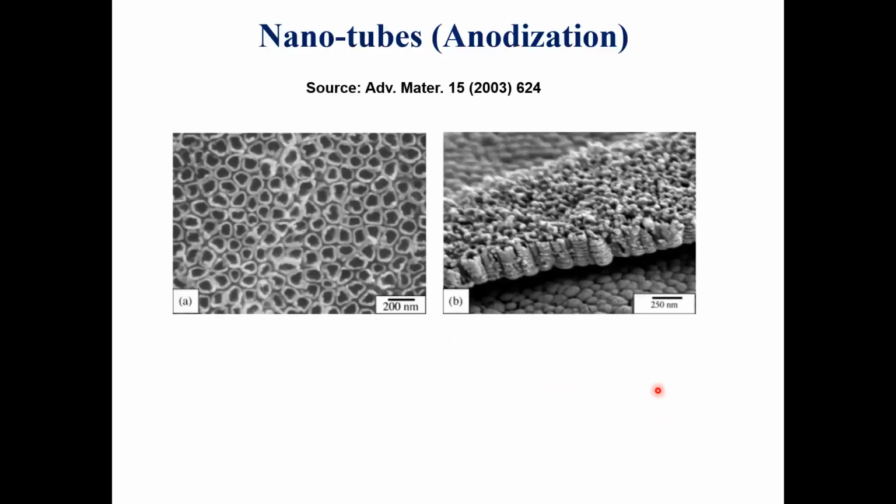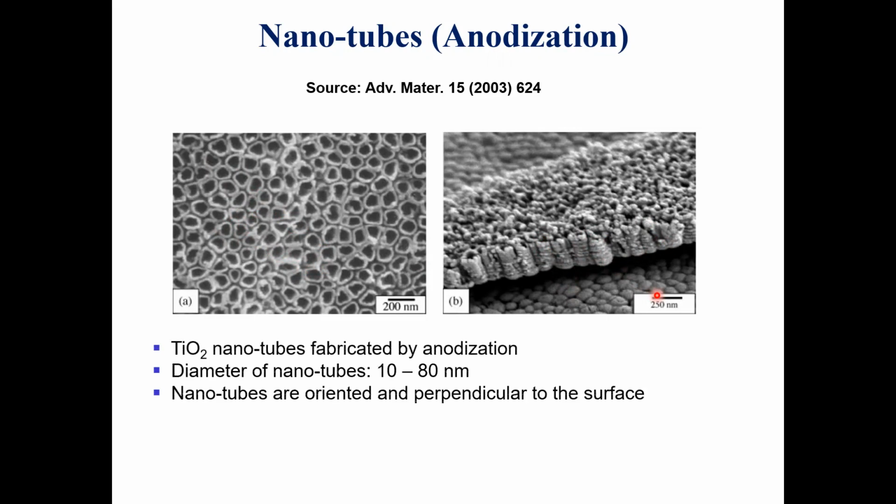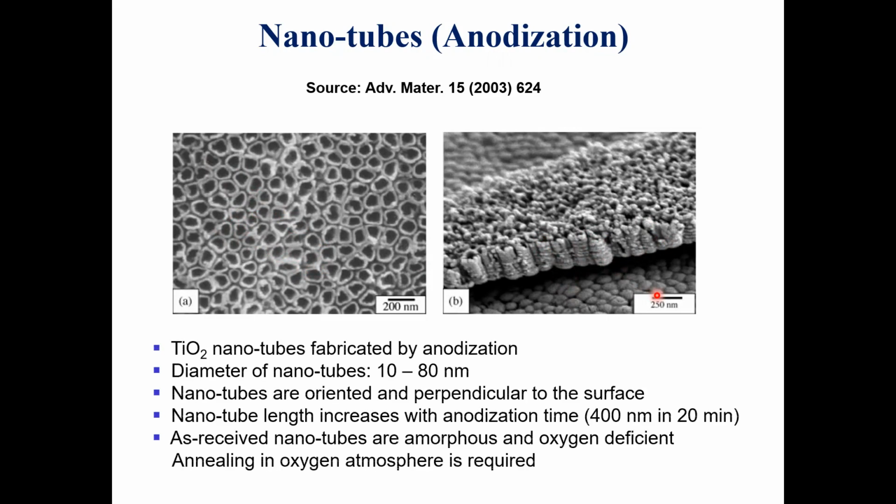So with that, you can see the structure of this titanium nanotube, through the top of the nanotube, and in a three-dimensional view. So you can see the nanotube actually has a certain length, and it will depend on the time. So here are some dimensions of the nanotube. As-received nanotube is typically amorphous and oxygen deficient. So it will require post-processing annealing, so that you can convert the amorphous into crystalline and also make up for the deficiency of oxygen.